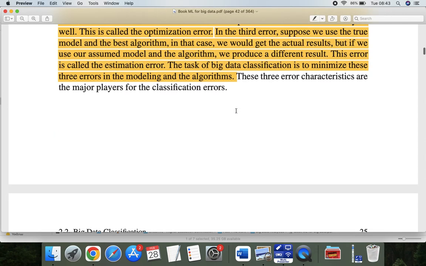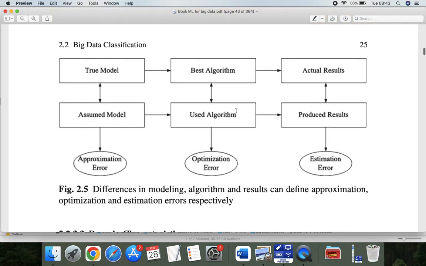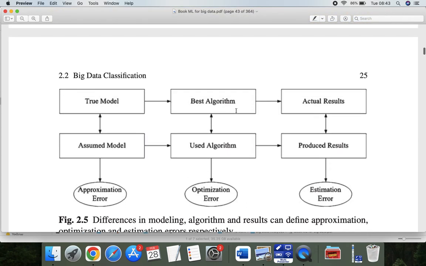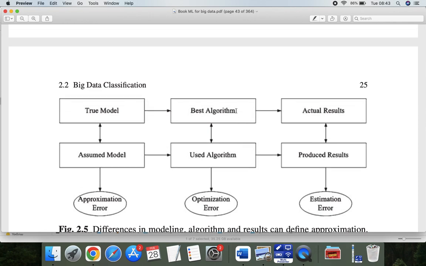This is what is written here, and this is also described in this particular figure, showing how the modeling process actually works. If you look at first, you have a model, whether linear or non-linear. The difference between the two is called approximation error.